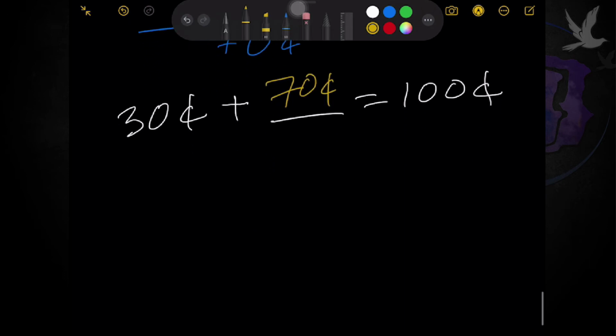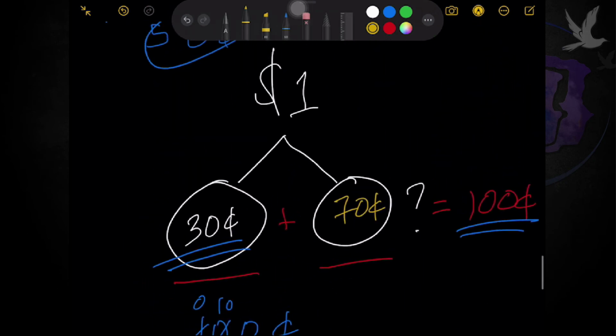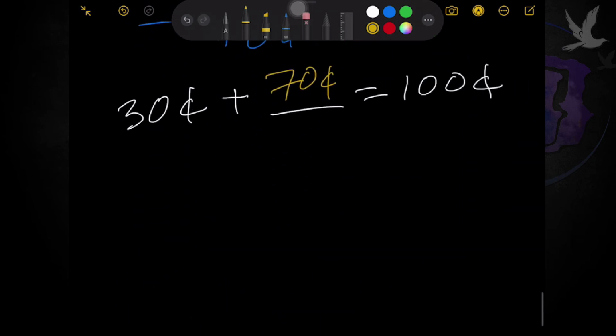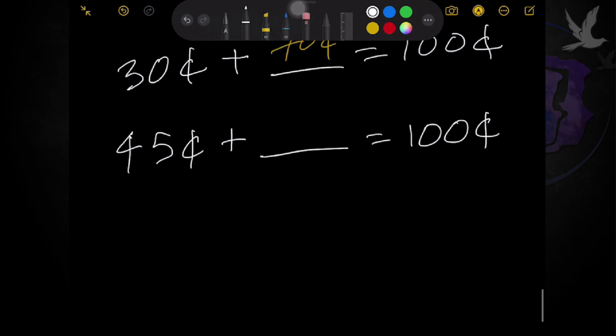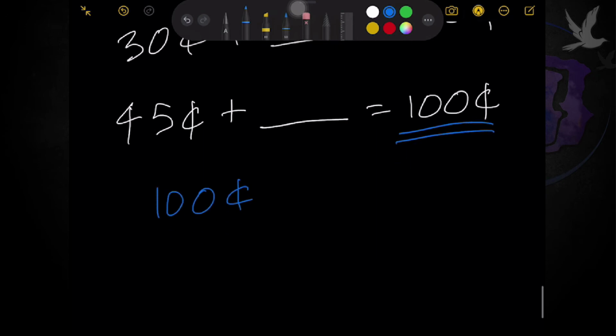Now, another example, but I'm not gonna give it this way. I'm gonna give it as a mathematical sentence. Okay? So let's say we have 45 cents plus blank will give you 100 centavos. Now, what are you supposed to do here? Then again, getting the total value, which in this case is 100 cents. All you have to do here is to subtract the given partial value, which is 45 cents.